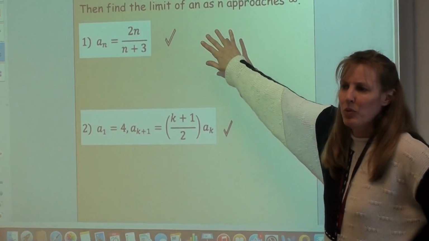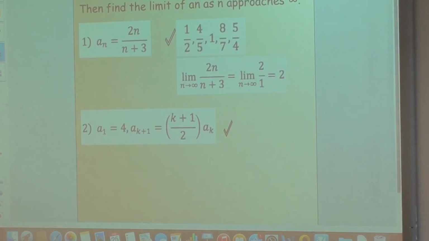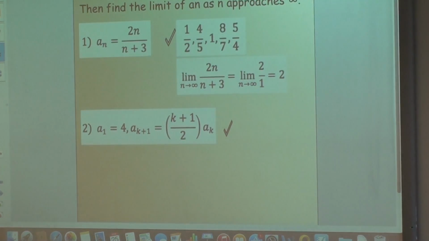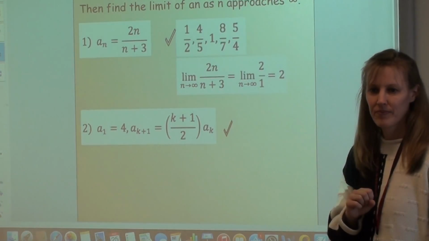Are you okay to see number 1? Sure. Check your answers. Is that the right limit? Yeah. The limits work the same as if you were taking the limit of the function, right? So you can either L'Hopital, or for this one, you can say, oh, same degree top and bottom, so it's 2 over 1, which is 2. Right?